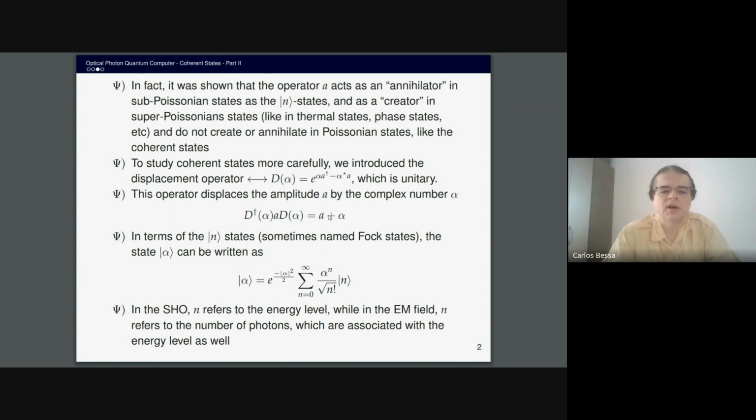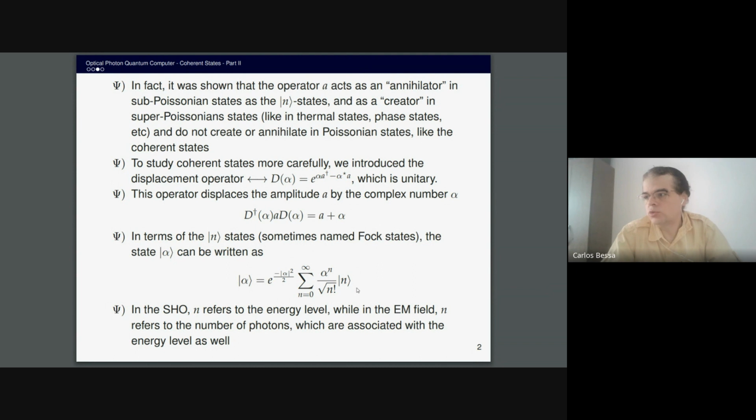So in some sense, I should have put here that it displays the vacuum state in the n states, right? When n equals 0, we have a displacement. So in terms of the n states, sometimes called Fock states, the state alpha can be written this way.